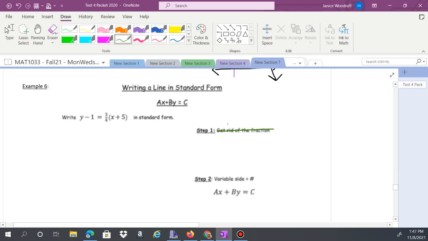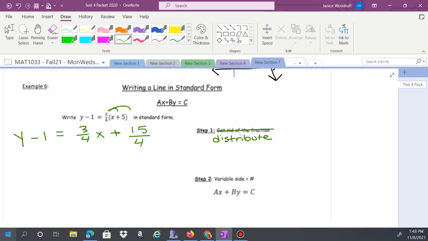Step 1, let's multiply this out. Distribute. Okay, so step 1, let's distribute. This will be y minus 1 equals 3/4 x. And then that'll be 15/4. All right, now we can get rid of the fraction.